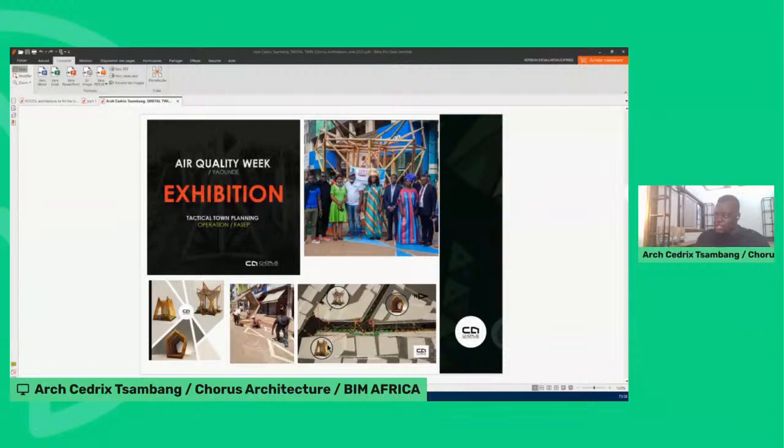We had the Air Quality Week in Yaoundé, the capital of Cameroon, central Africa, the country of the Indomitable Lions. We are known for football, but let's start to be known for architecture. So it was a typical town planning operation. The idea is to start improving the quality of life in the city.